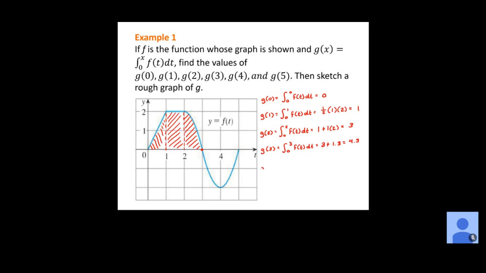All right, g of 4. So now we're going all the way from 0 to 4, f of t dt. Well, we know our total area from 0 to 3 is 4.3, so we can start there. Now we're going to here, though. So we need to include all of this area. Well, what do you think the area there is going to be?